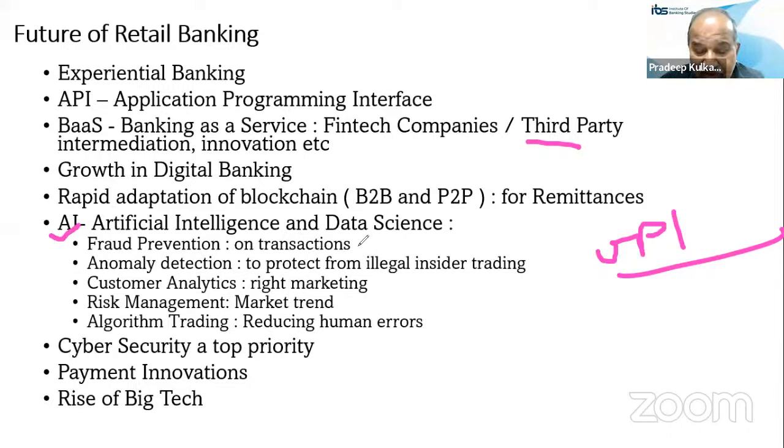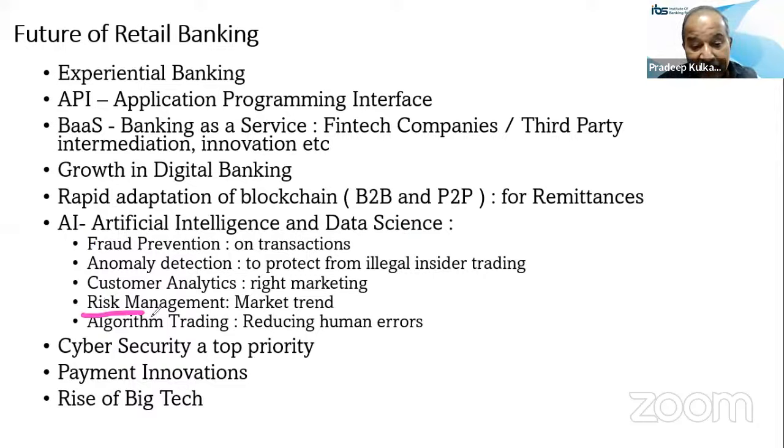And artificial intelligence. All of you know that artificial intelligence and machine learning are helping the banks to prevent fraud on transactions, detect anomalies, and understand customer behavior, which kind of things this customer is more prone to spend on, and accordingly we can choose a particular product for him. And risk management is the day. At the same time, algorithms. So in all these ways, artificial intelligence is helping the organizations, and this definitely is going to change the future dynamics of retail banking.